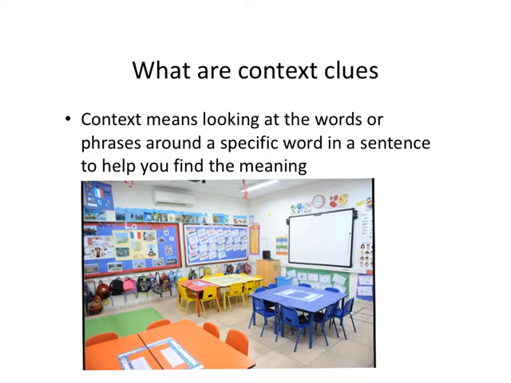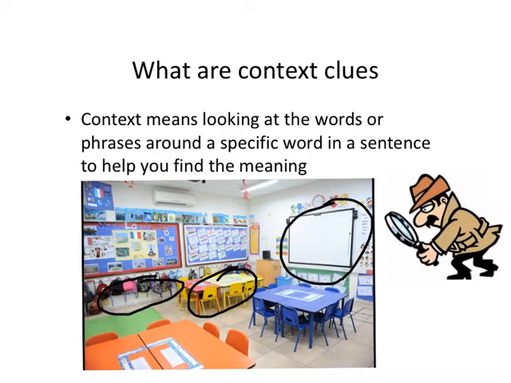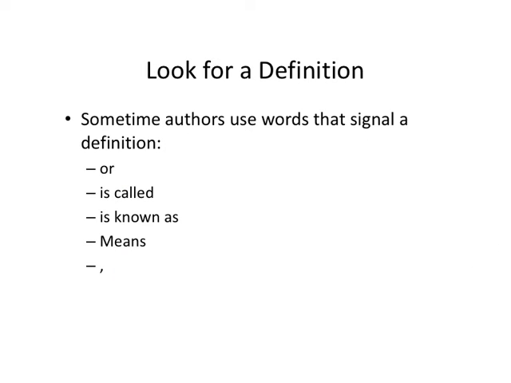One way to look at it would be looking at this picture. In this picture, we see that we have a whiteboard, we have desks, we have backpacks. That's the context. From these clues, we can be detectives and find out that this is a classroom. The same idea can be applied when you see a word that you don't know in a sentence.